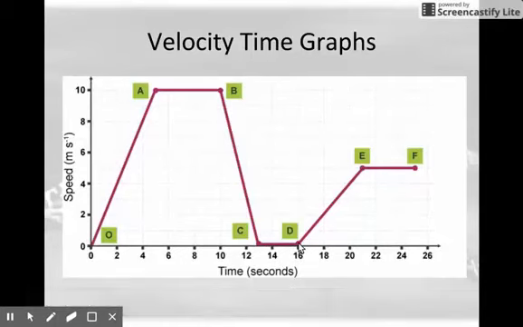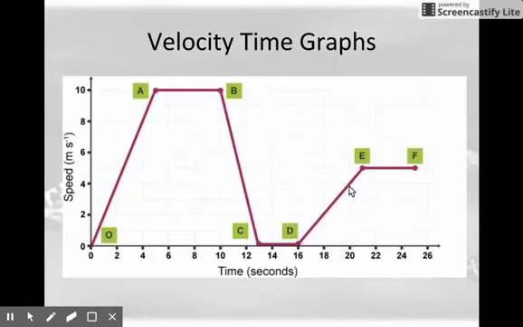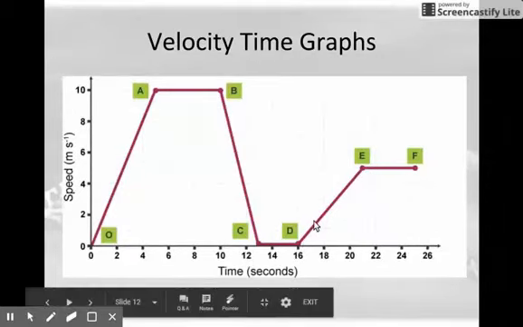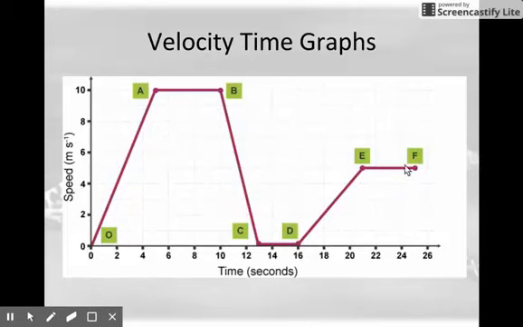Finally, from D to E, we're speeding up. So we go from 1 to 2 to 4 and then up to 5 meters per second. So our speed is increasing. We have a positive acceleration. And then finally from E to F, our acceleration goes to 0 because the slope is 0. And our speed is staying the same. So our speed stays 5 meters per second.